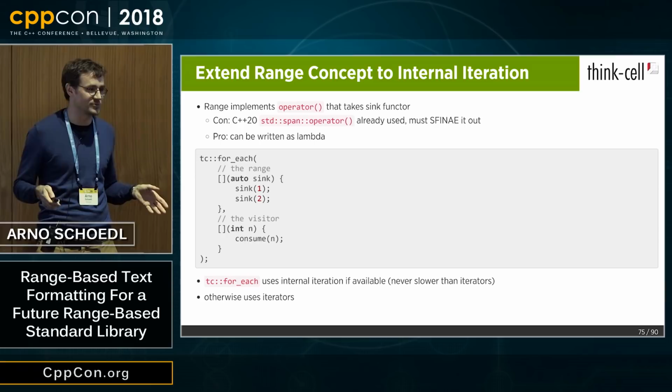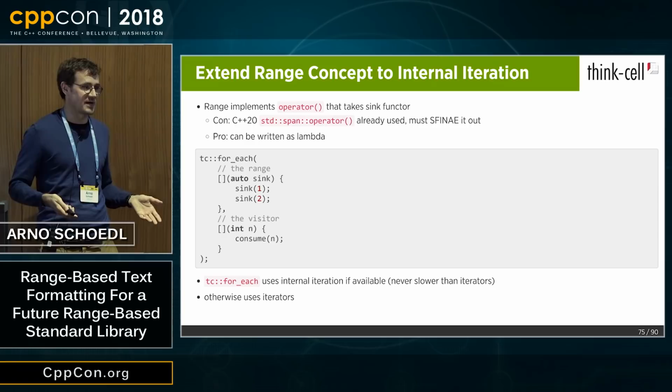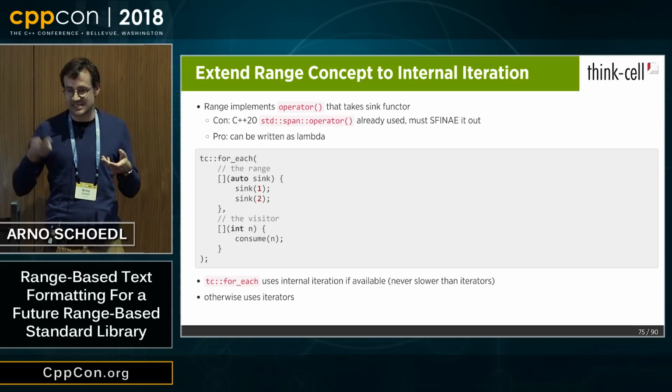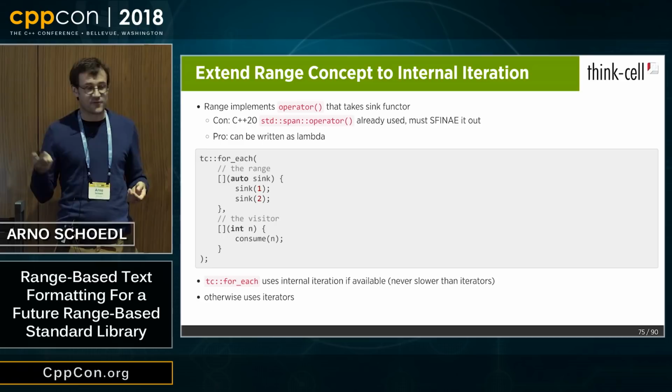The big advantage of using the function call operator is that any lambda that takes a sink becomes a range, and you can use it together with your range algorithms. So if you look at the for_each here, the range is just a lambda. It takes a sink and just passes 1 and 2 into the sink. It's a range of 1 and 2. The visitor just takes that number and somehow consumes it. The for_each doesn't do a whole lot. It just takes the second lambda and sticks it into the first lambda.